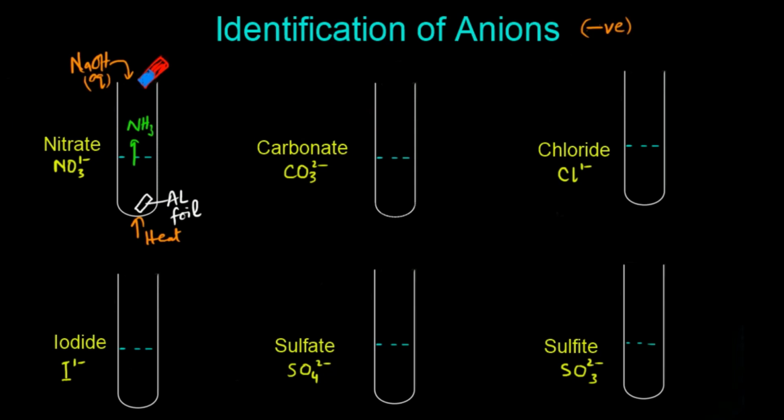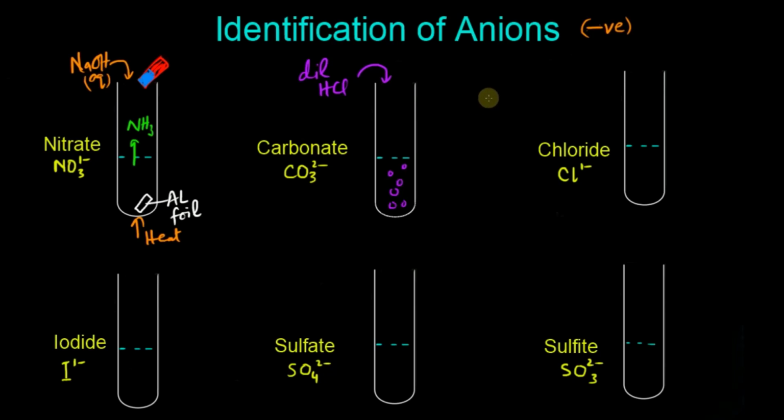Let's see next the carbonate ion. To identify the carbonate ion, we will add dilute HCl into this solution. So HCl will react with carbonate and it will produce carbon dioxide gas, which will be released, and we will see bubbles, we will see effervescence, fizzing in this test tube. Then what will you do? You will pass this gas through lime water.